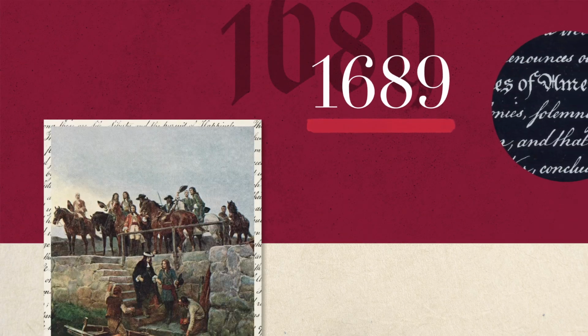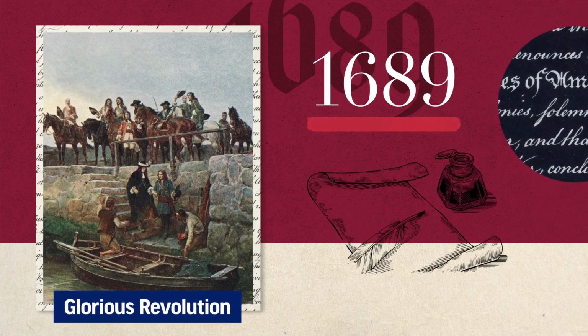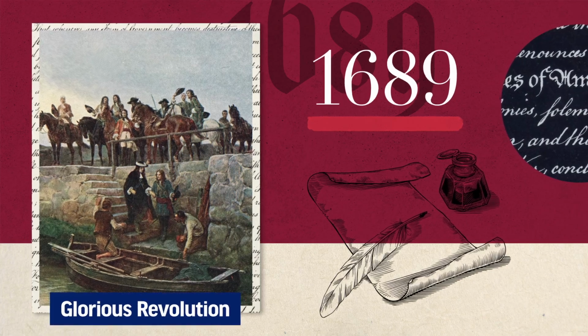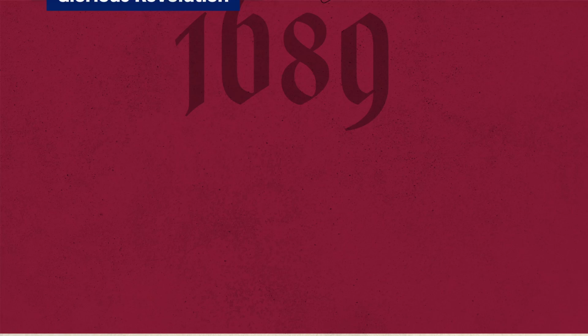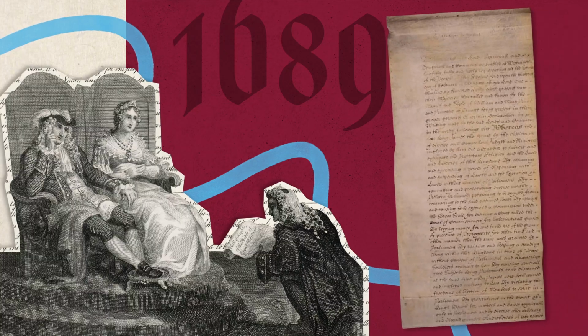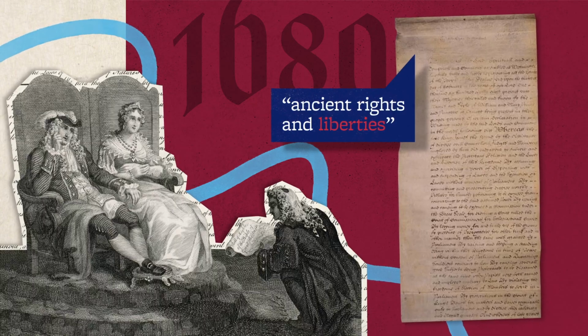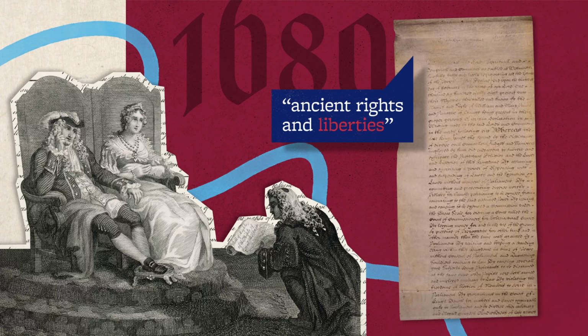In 1689, after the Glorious Revolution and King James II's abdication, a national convention drafted the Declaration of Rights. With royal assent, Parliament then enacted the Declaration as a bill, which declared ancient rights and liberties in response to parallel grievances about the king.